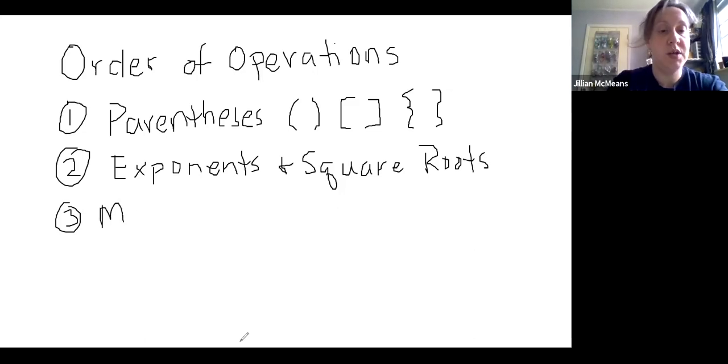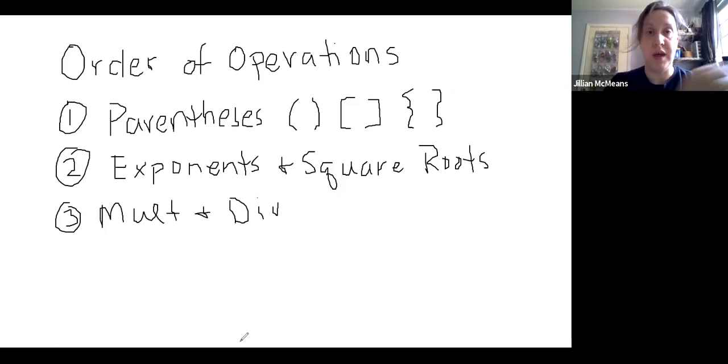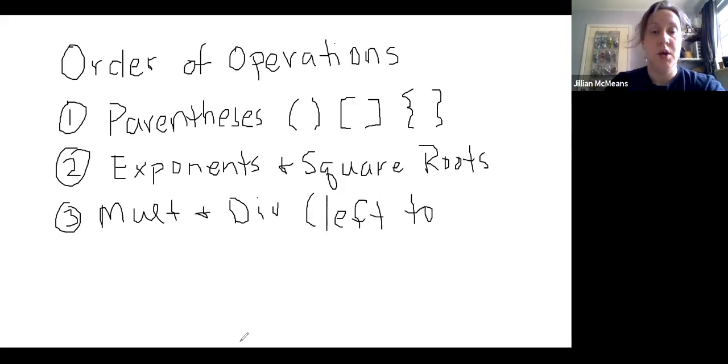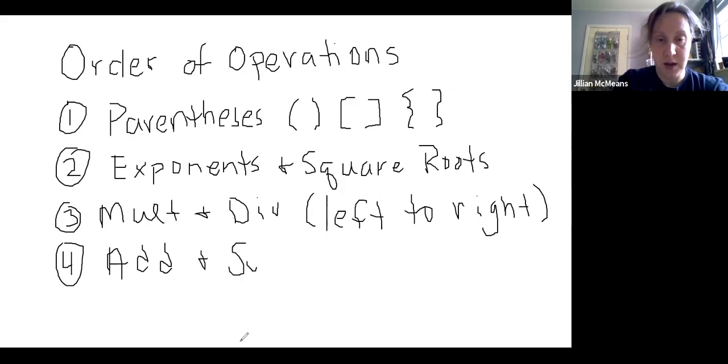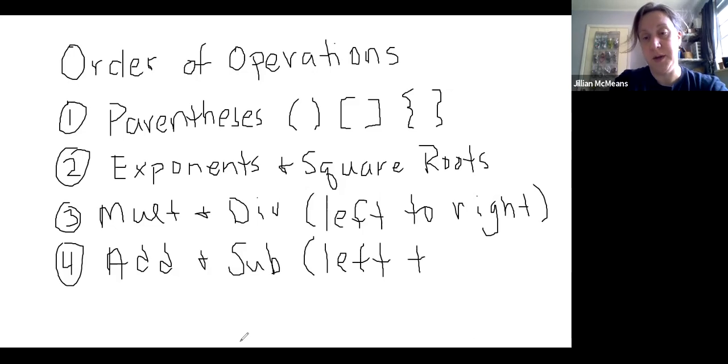So you do multiplication and division, but you have to do them left to right. So whichever one shows up first, going left to right, that's what you're going to do. So it doesn't mean do your multiplication first and then all of your division. It means whichever one shows up first in the problem. So if division shows up first, you do your division first. If multiplication shows up first, take care of that. And then the fourth step is addition and subtraction. And it's the exact same thing as multiplication and division. You do whichever one shows up first, left to right.